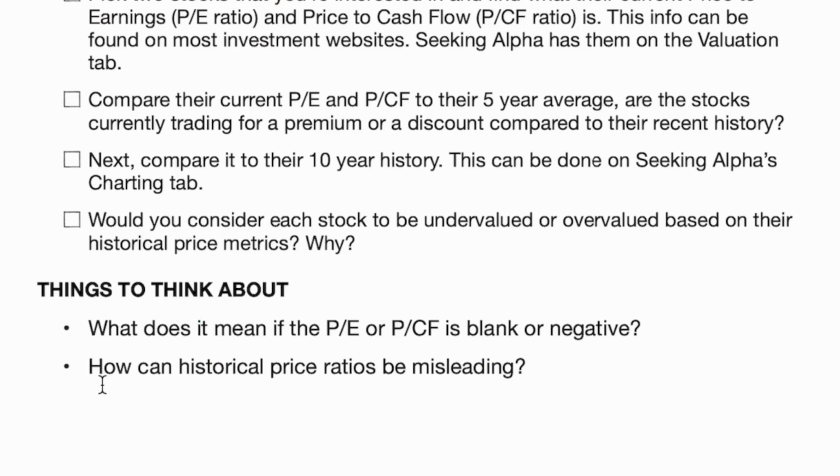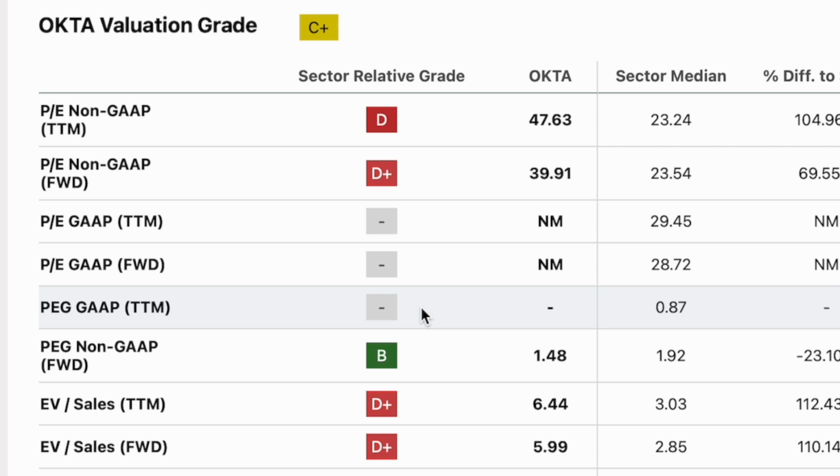But let's get to the questions to think about to understand this a little bit deeper. So the first one is, what does it mean if the price to earnings or price to cash flow is blank or negative? And to show you an example of this, let's take a look at Okta.